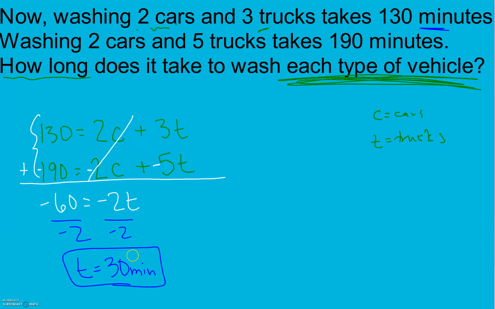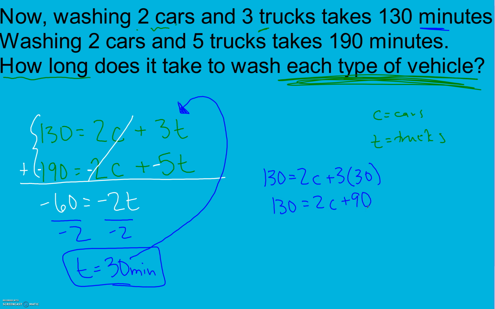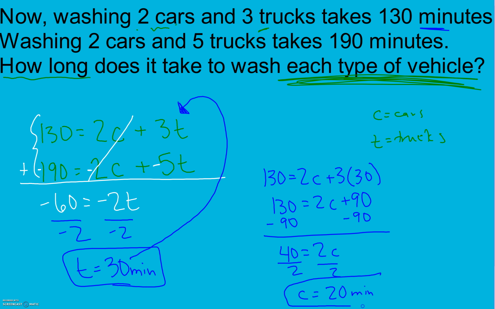Now that I know T, I can plug that in to find C into either equation, does not matter. I plug that in for T, everything else stays exactly the same. Multiplied there, now we're going to subtract to get our C term by itself, and divide to isolate C. And for C, we get 20 minutes. So 20 minutes for cars, 30 minutes for trucks.